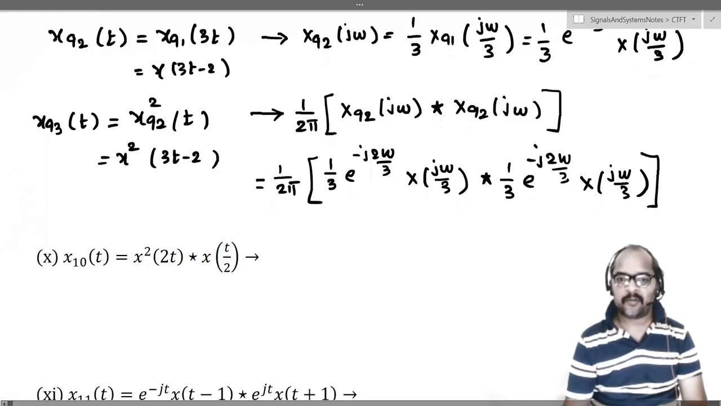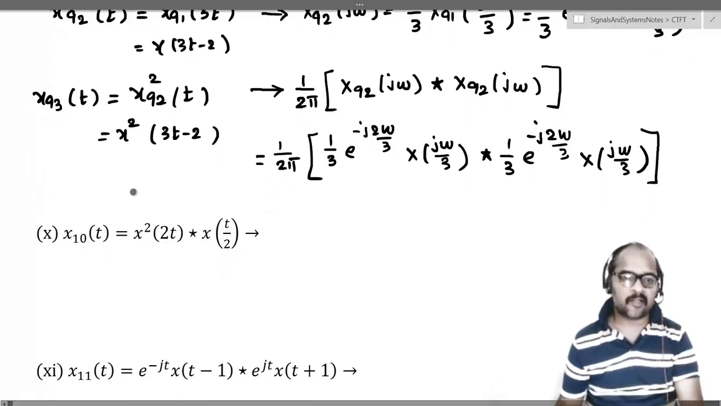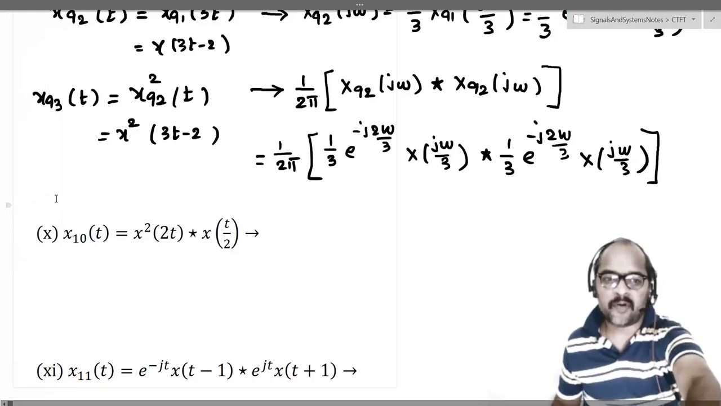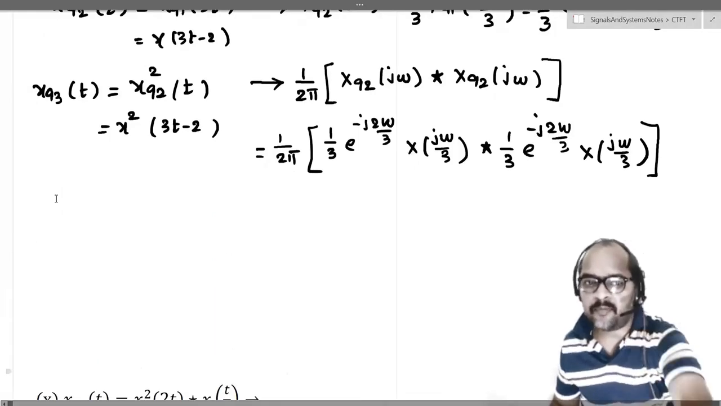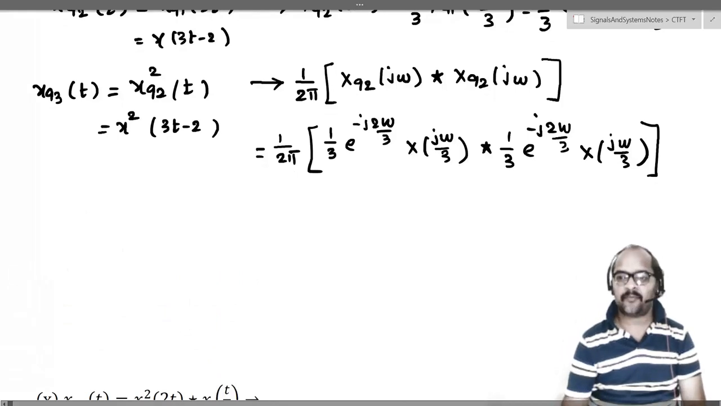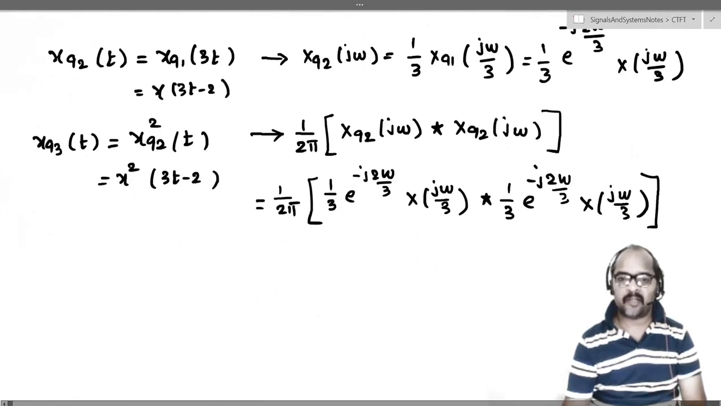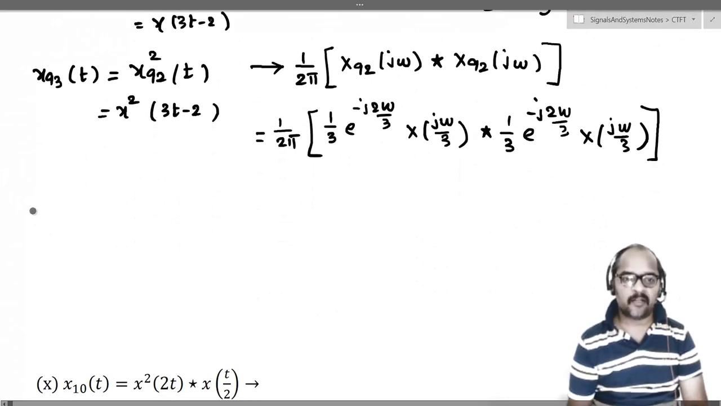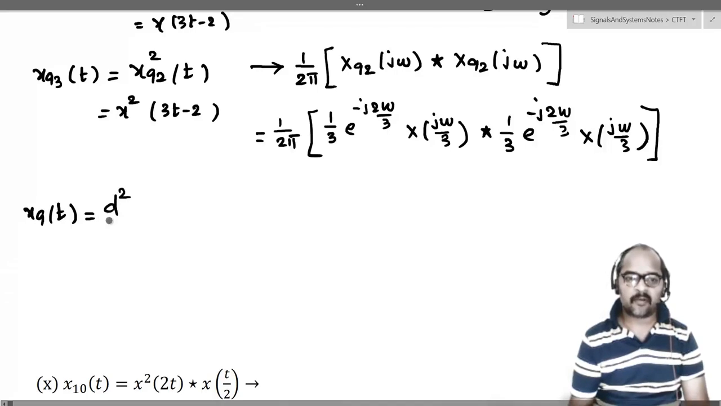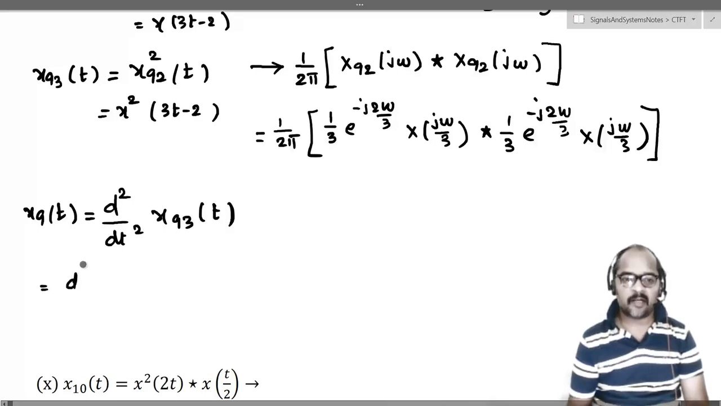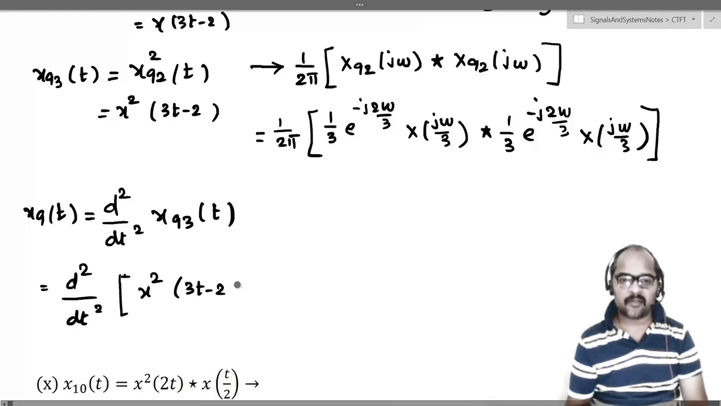We are not done yet. What do we have to do? We have to finally find the Fourier transform of which signal? Our x9 of t. Finally, x9 of t is nothing but d square by dt square of x93 of t, which is d square by dt square of x square of 3t minus 2.